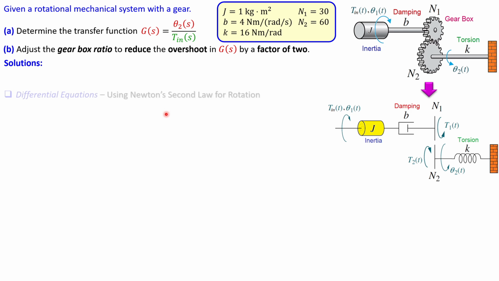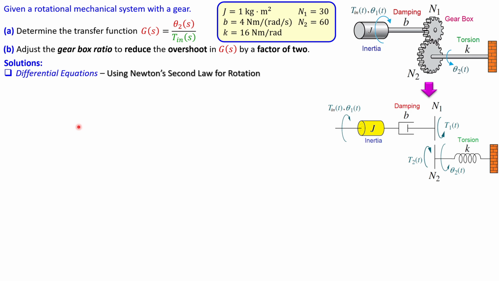Okay, let's then look at the solutions. First, we always start with the differential equations. Using Newton's second law for rotation, in this case, we know this applies for each element. So we have J, which is the moment of inertia, or just inertia for short, times the second derivative of our angular displacement, is equal to the sum of the torques. We already discussed this. Now let's set up the differential equations for each gear part.